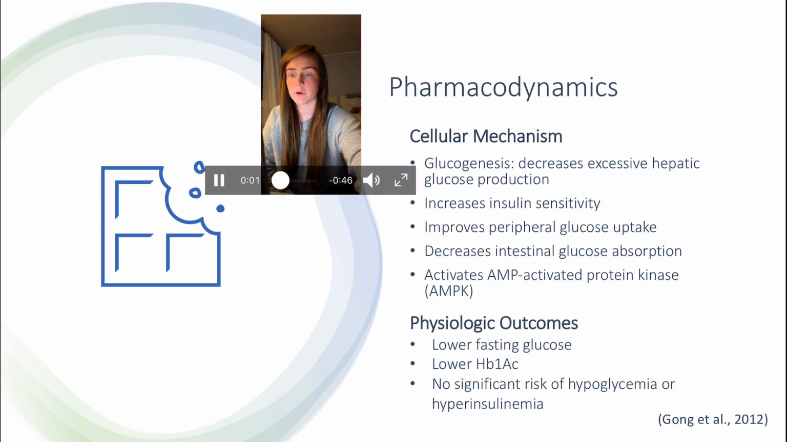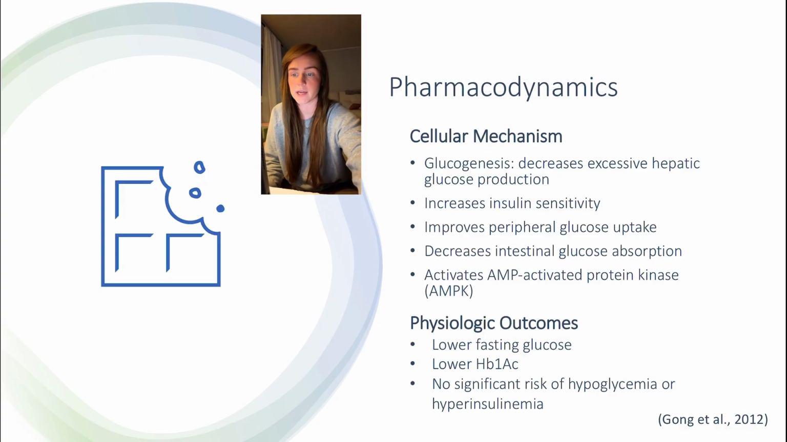All right, on to pharmacodynamics. So the cellular mechanism of metformin, so how does it work? It works through gluconeogenesis inhibition, which decreases the excessive production of glucose in the liver. It increases insulin sensitivity and it improves the peripheral glucose intake, along with decreasing the intestinal absorption of glucose.